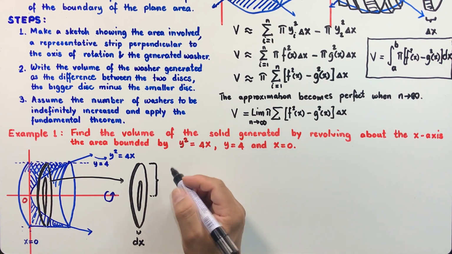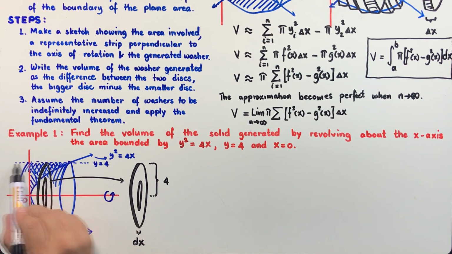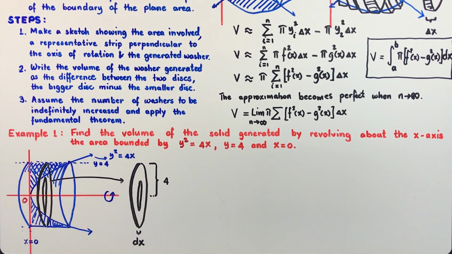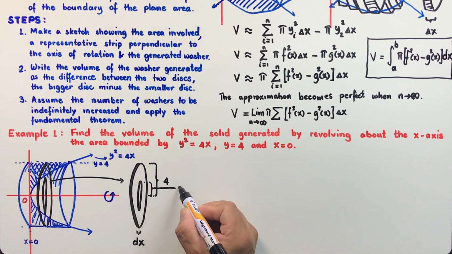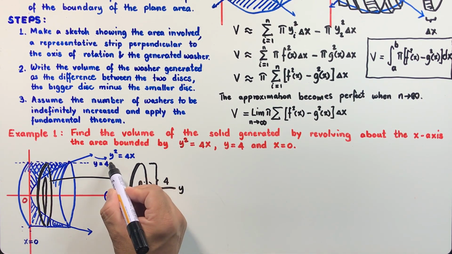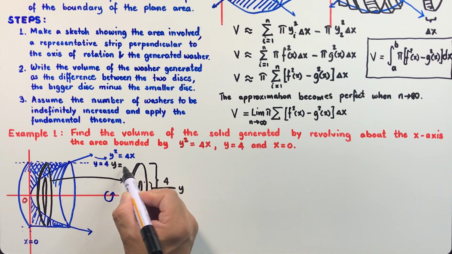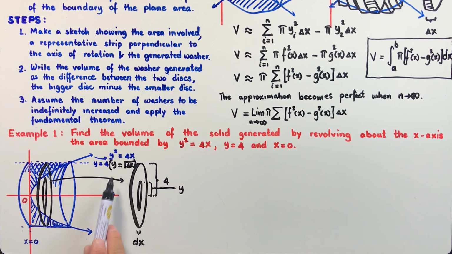this washer is 4 because this is at the line y equals 4, but the radius of the hollow, which is this one, is the y of this curve. So it's dependent on the y coordinate of this curve. So this is y. And to find the y is to solve for the y in this parabola. So y is equal to the square root of 4x. So this is the y in terms of x.